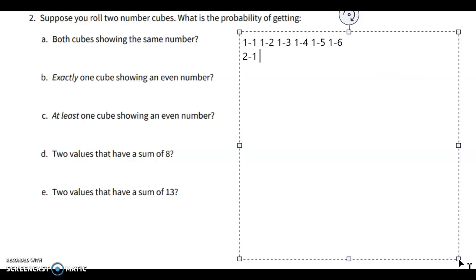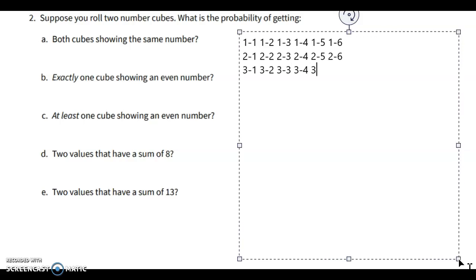Then I could get a 2, 1, 2, 2, 2, 3, 2, 4, 2, 5, 2, 6. Or I could get a 3, 1, 3, 2, 3, 3, 3, 4, 3, 5, or 3, 6.